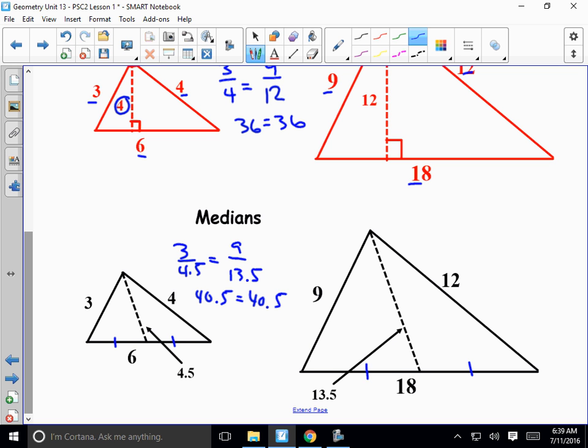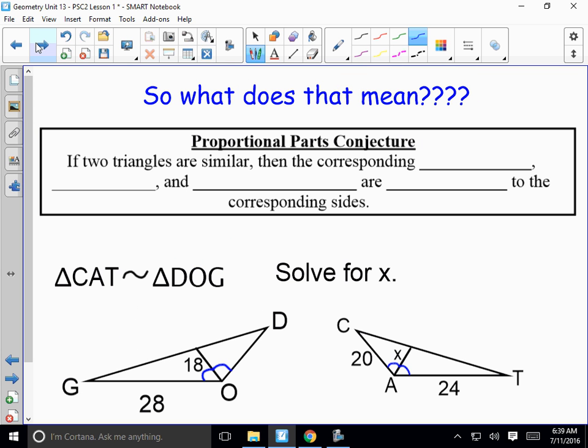So now what we found, and we've now proved, is what's called the proportional parts conjecture: if two triangles are similar, then the corresponding angle bisectors, altitudes, and medians are proportional to the corresponding sides.